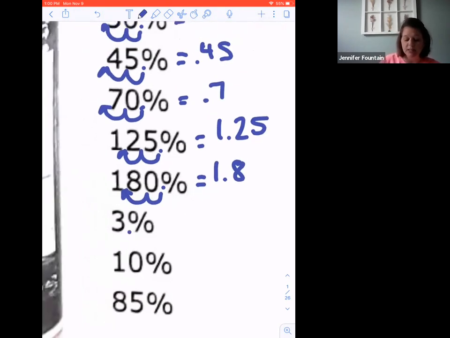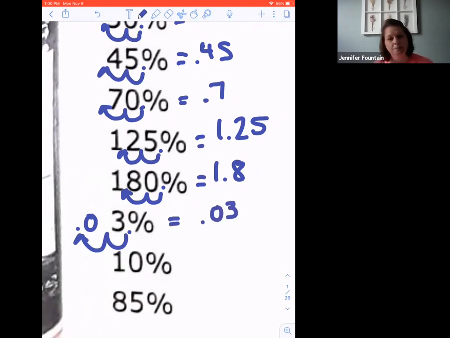Now, when I have 3%, my understood decimal is after the 3. I have to move it 2 places to the left. So that means I've got to backfill with a 0. So I have decimal 0.03. Now, 0.3 and 0.03 are 2 totally different numbers. So I've got to make sure that if I move my decimal 2 places to the left and there's not a digit, I do backfill with zeros.